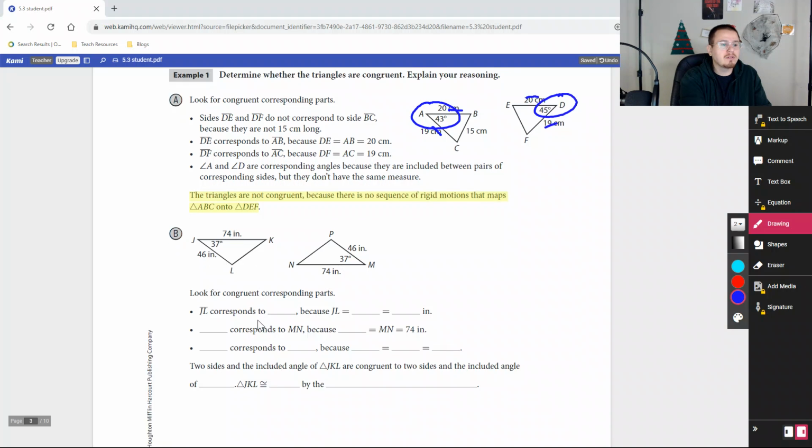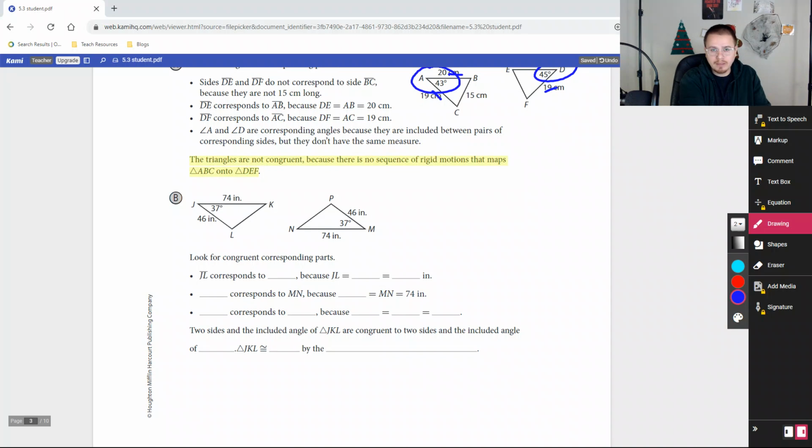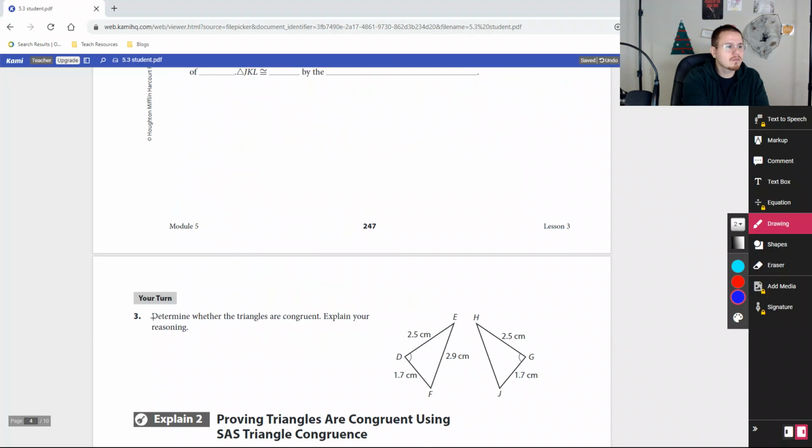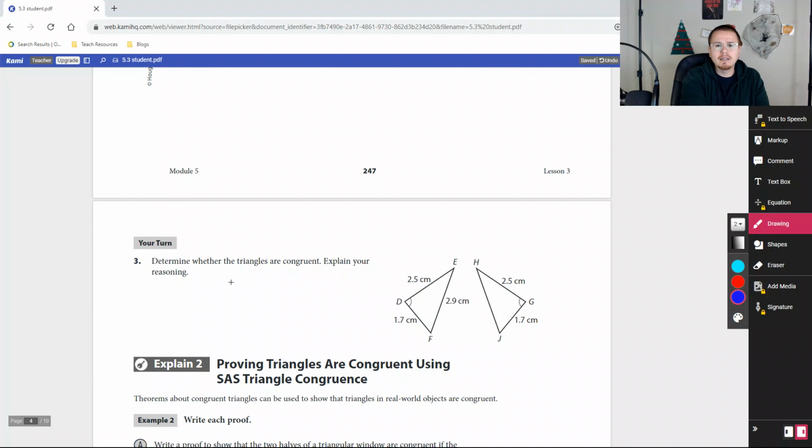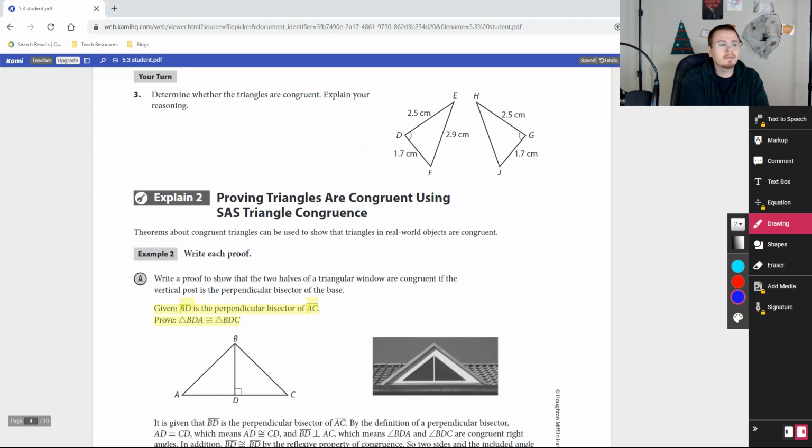So here's an opportunity for you to give it a shot. You might want to pause it real quick. Now if we take a look, we have a side, we have a side, and an angle, and an angle. Well, I'm not going to fill in all these lines, but you can clearly see that the two sides and the included angle are all congruent, therefore the triangles are congruent. Bam! Alright. Here's one for you. Pause it, try it, but yes, these will be congruent.